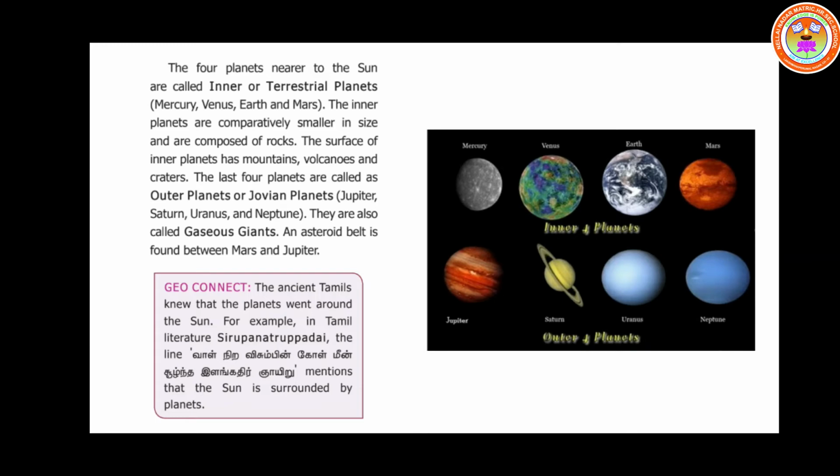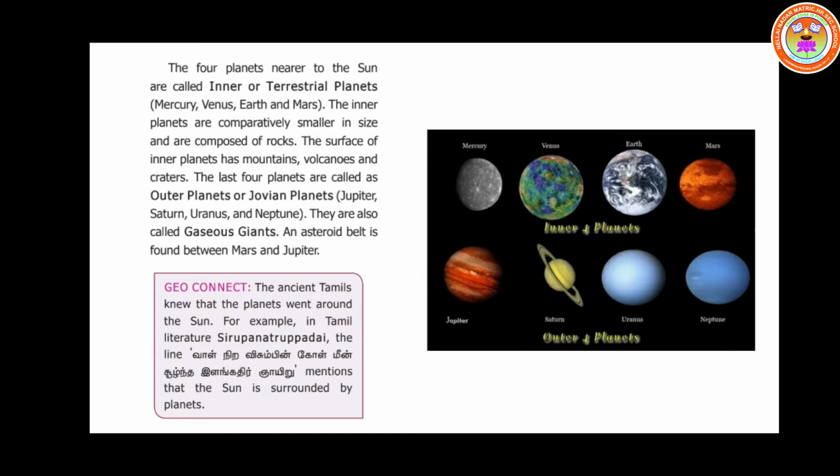What do you mean by the word craters? Craters are nothing but a hole. It is created by something hitting on them. Is it clear, children? I hope you have understood about the inner planets. Now let us see what are outer planets.